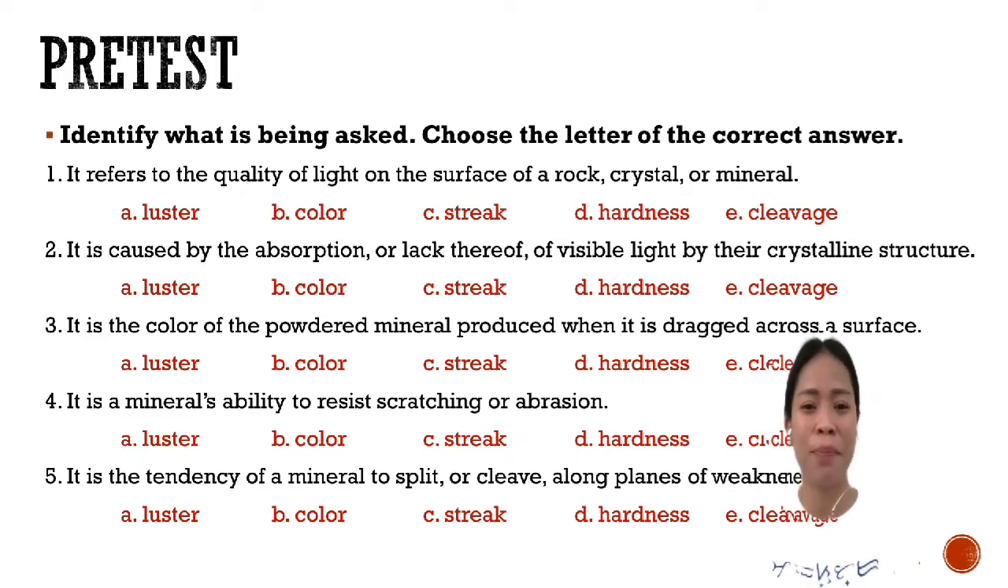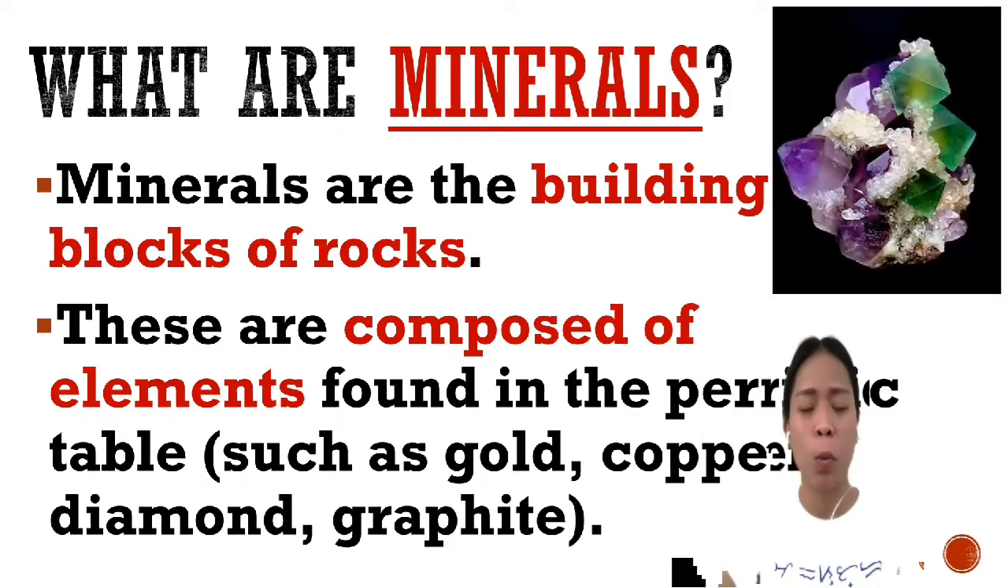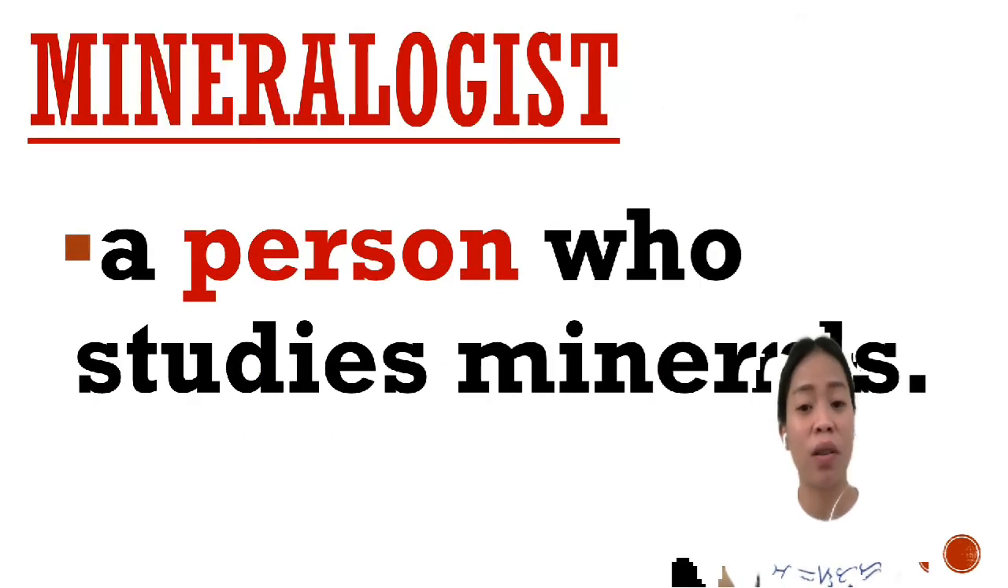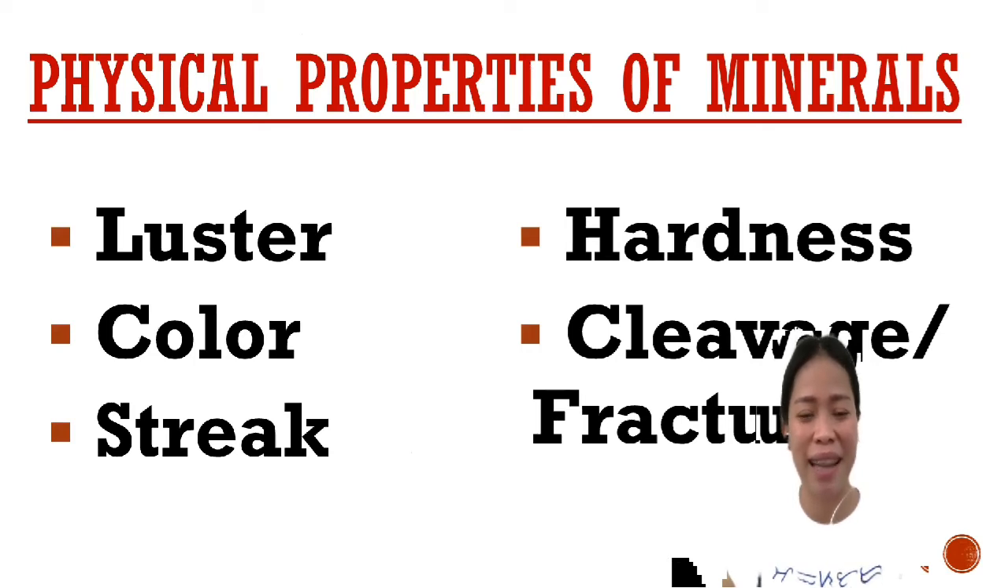Okay, time is up. So what exactly are minerals? They are the building blocks of rocks. These minerals are composed of elements found in the periodic table such as gold, copper, diamond, carbon, graphite, and etc. The person who studies minerals is called a mineralogist. Very good, you're doing great.